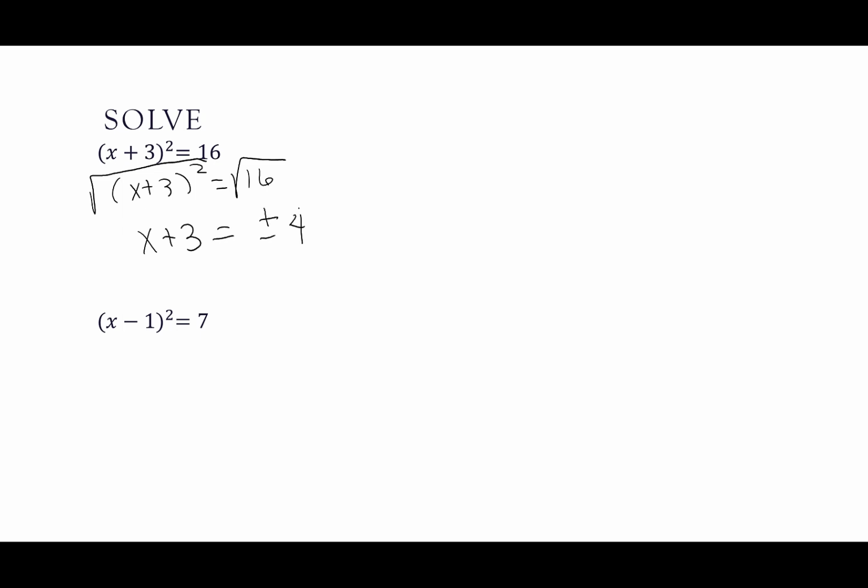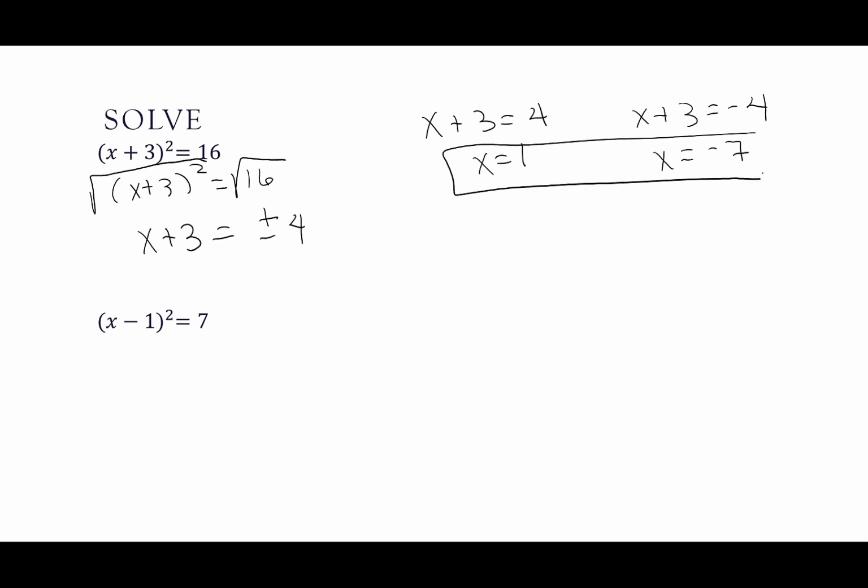I think this is a good place to separate it and say x plus 3 is 4, x plus 3 is negative 4. Subtract 3, that says x is 1. Subtract 3, that says x is negative 7, so 2 solutions.